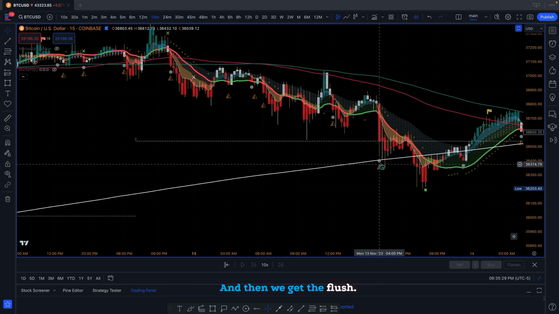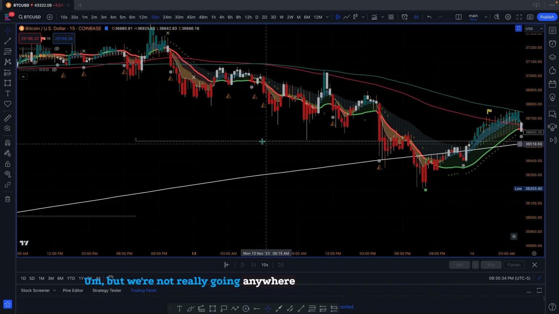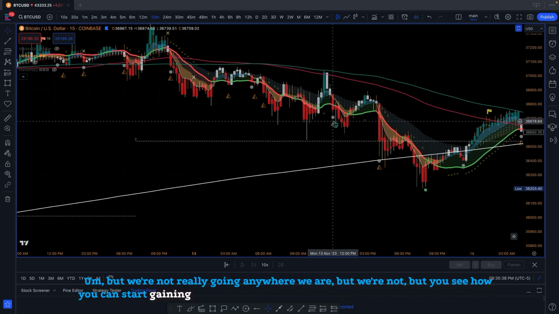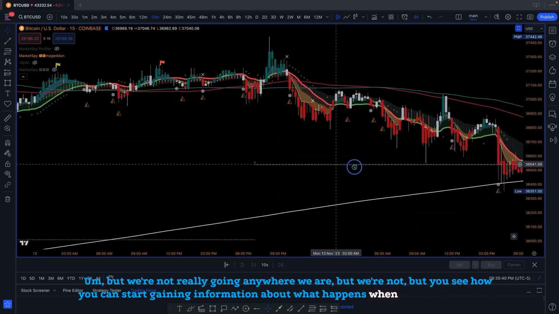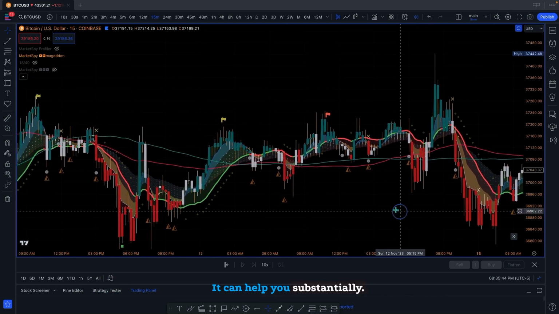And then we get the flush. Capitulate them, but we're not really going anywhere. We are, but we're not. But you see how you can start gaining information about what happens when you see a pyramid? It can help you substantially.